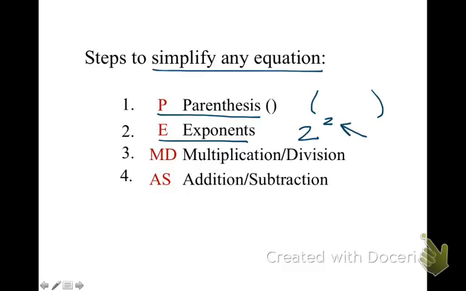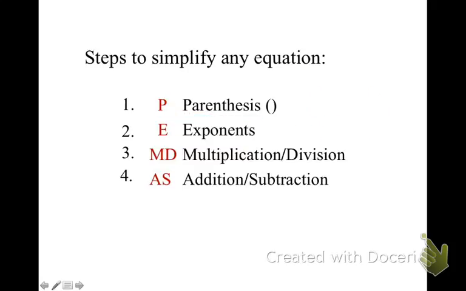Secondly, then we look, is there any multiplication or division? Once we've done parentheses and exponents, our next step is to look, is there any multiplication or division? And then lastly, once we're done simplifying everything else, we look to see, is there anything for addition and subtraction? And then we'll be done simplifying the equation.